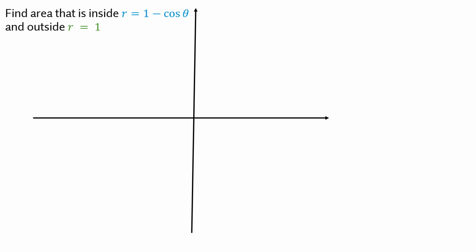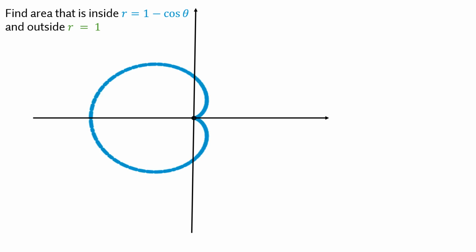So, okay, here we want to find the area that is inside r equals 1 minus cosine theta and outside r equals 1. If you need to take a moment to graph r equals 1, we haven't graphed it yet, you could do that, but it is just a circle with radius 1. So that would be a graph of this region here.